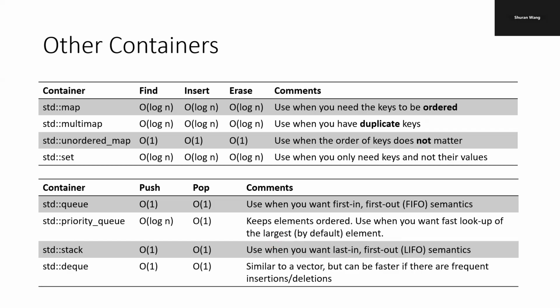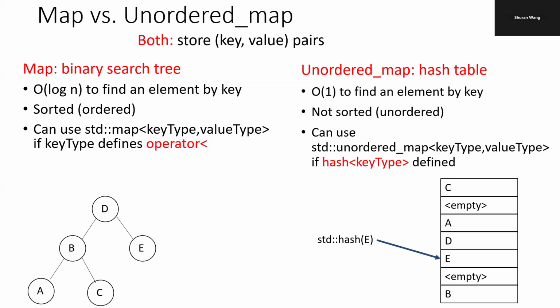There is one occasion where you'll need to use priority queue in this course. The stack is similar to queue, but instead of first in, first out, it's last in, first out, or first in, last out. A deque is similar to a vector, but can be faster for insertions or deletions. The deque is nearly never used in this course. So choose whichever container matches your circumstance, not the other ones.